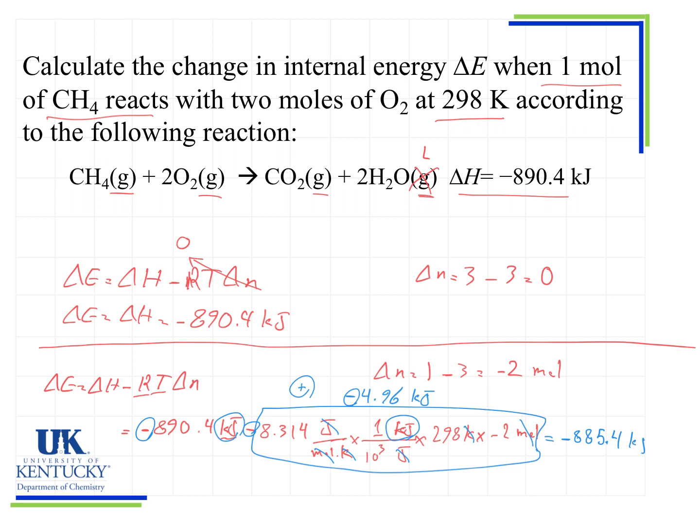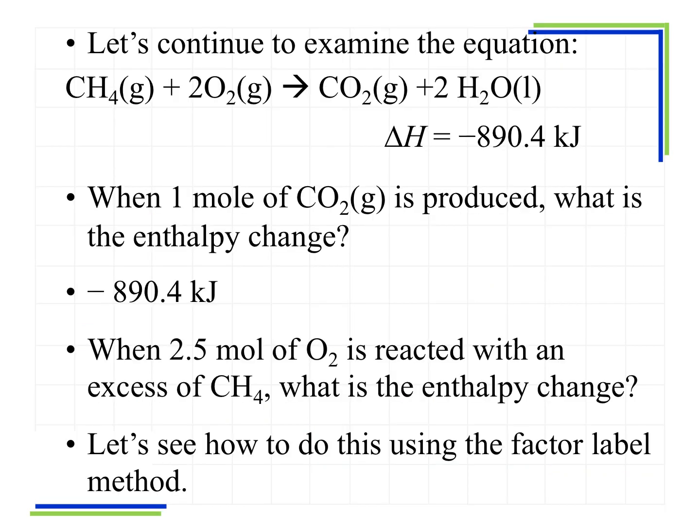And so the answer is negative 885.4 kilojoules. So you see that even though we have a change in the number of gas moles, the amount of delta H is 890 kilojoule, and the whole amount for the term of P delta V is just 4.96, so it's not that much. So even though we have a change in the number of gas moles, the change in internal energy is almost the same as the change in enthalpy.